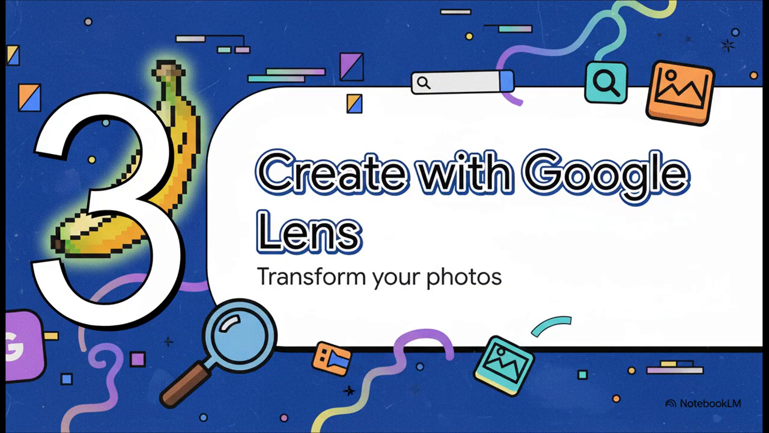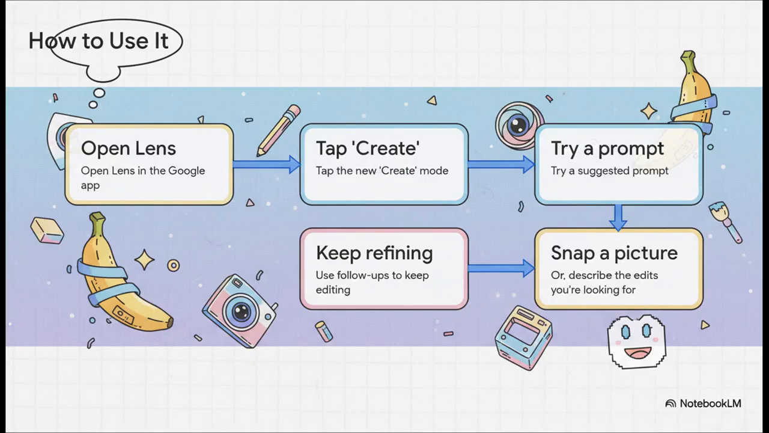So let's start with the one you can probably try right now, using Nano Banana inside Google Search. It all works through an update to Google Lens. And here's how simple it is. You just open up Lens inside the Google app, tap on the new Create mode. It's got a little banana icon, of course. And from there, you can either pick a suggested prompt, or you can snap a photo of literally anything and just type out the changes you want to see. You can even keep talking to it with follow-up prompts to get it just right.